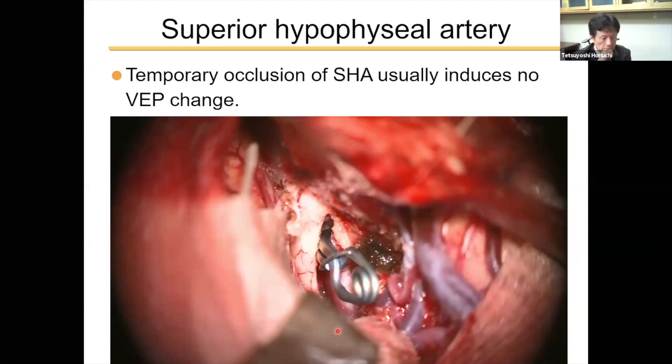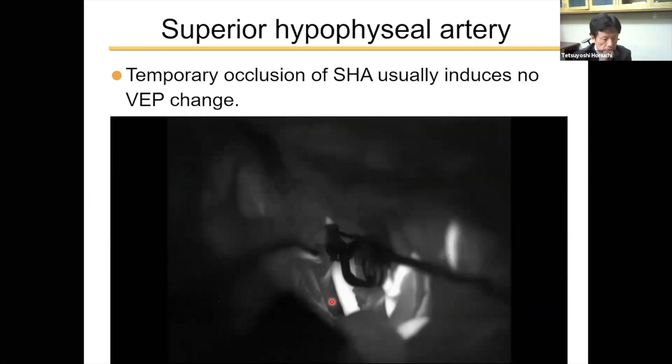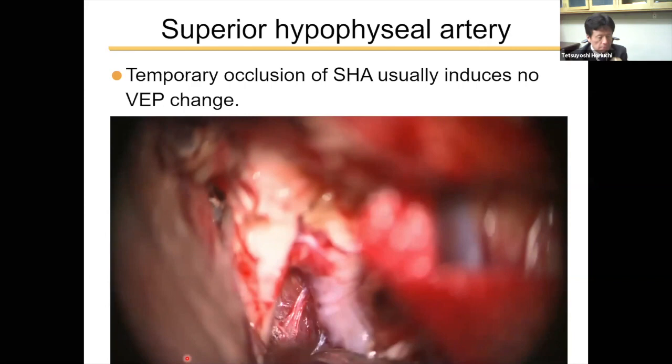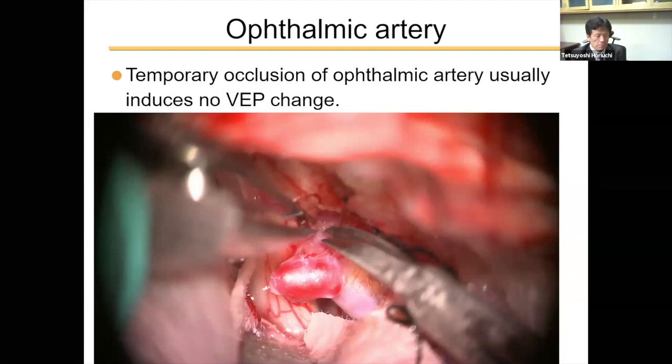Follow-up ICG shows the patency of the superior hypophyseal artery. Temporary occlusion of the ophthalmic artery is also performed. Based on my experience, no VEP change occurred under temporary occlusion of the ophthalmic artery. I will show you the video.